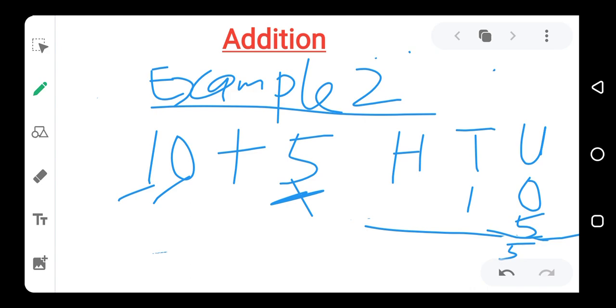Now 5 under units. Now look at the number under tens. There's only 1. There is nothing under it, so we are not adding it with anything. Because there is nothing under it that we are going to add to it, we just bring it down. So it becomes 1, 5. That is 15. So that means that 10 plus 5 is equal to 15.